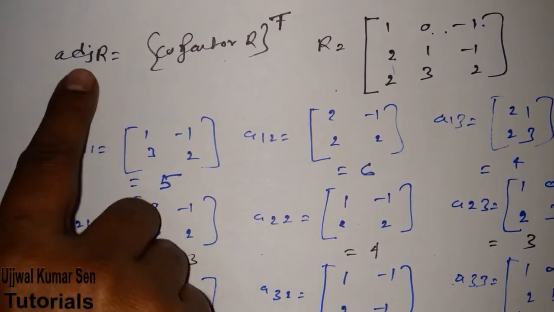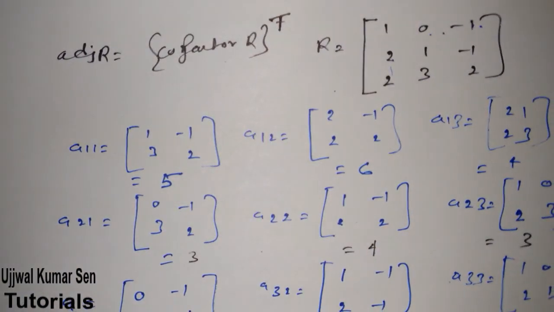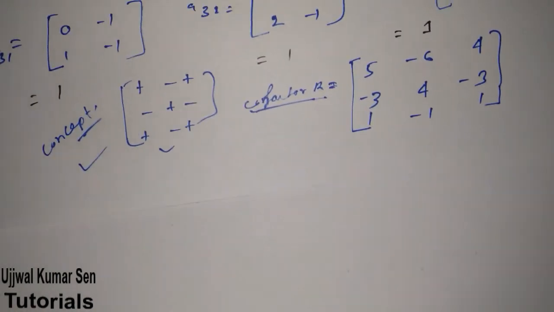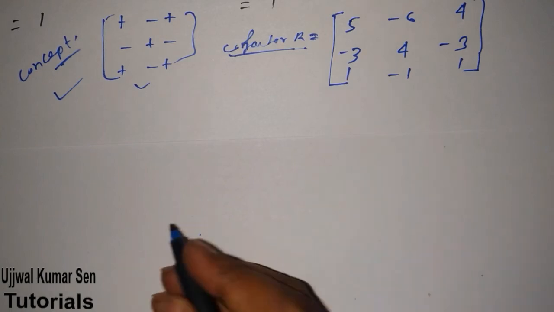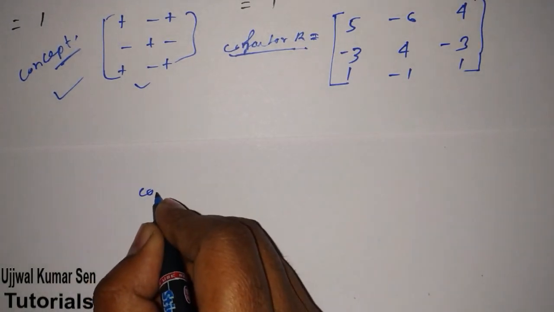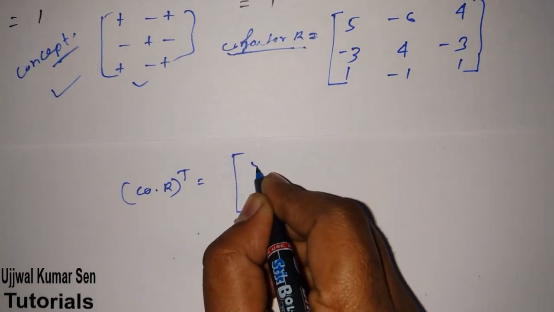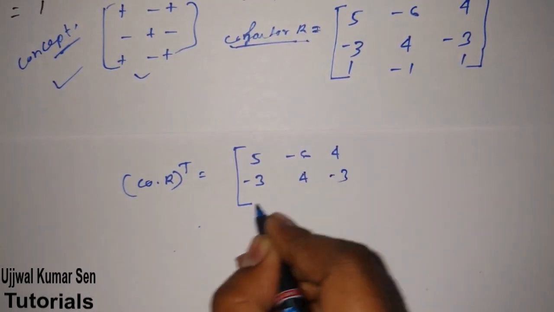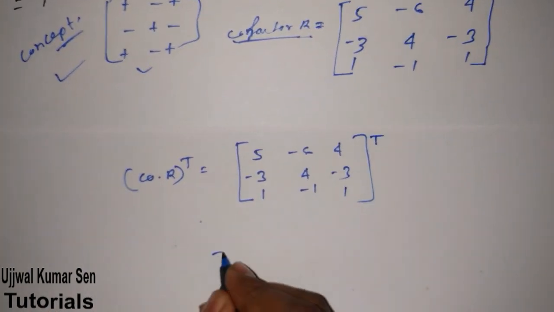That is, to find the adjoint of R, we have to find the cofactor of R and its transpose. So we have found its cofactor here. Okay, now we have to find its transpose. I have already shared with you what transpose basically is. Now let's say the transpose of the cofactor of R is equal to 5 minus 6 4, minus 3 4 minus 3, 1 minus 1. Okay, its transpose is here.